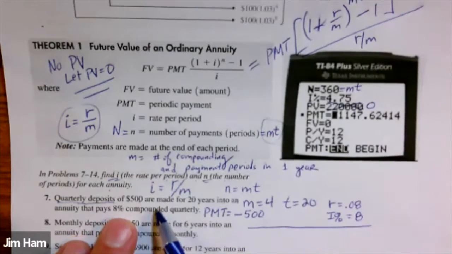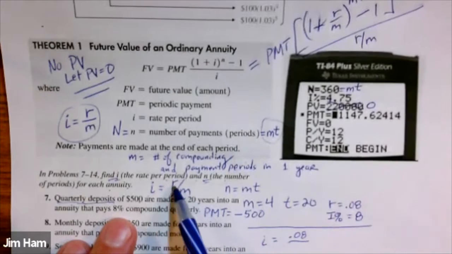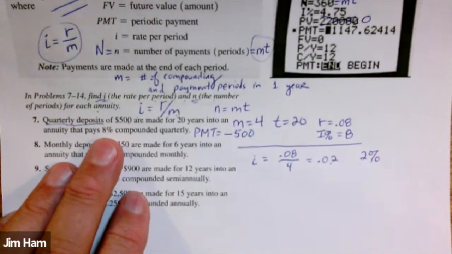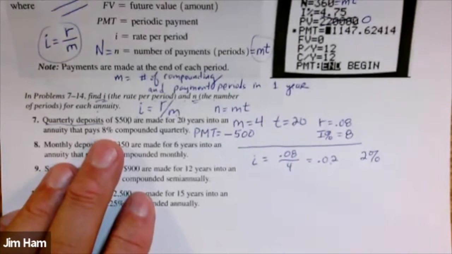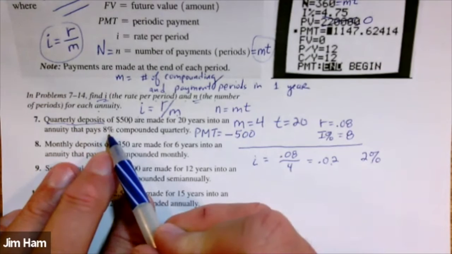All right, so after you pick out all the information from the problem, then we're just going to apply these formulas. I is equal to R, which is 0.08, divided by M, which is 4. Write it out, convert to a percent. So you have 4 quarters in the year, and every quarter you earn or pay 2%. 2% and 2% and 2% and 2% over the 4 quarters will total 8% total.